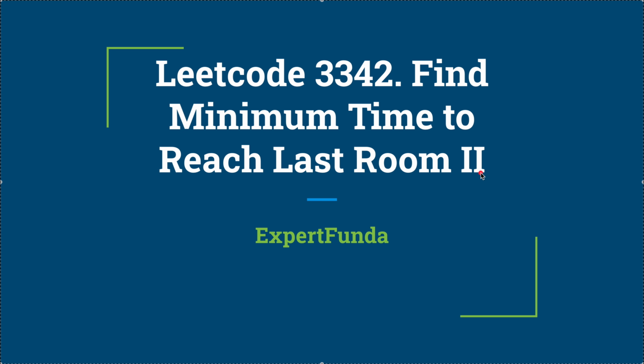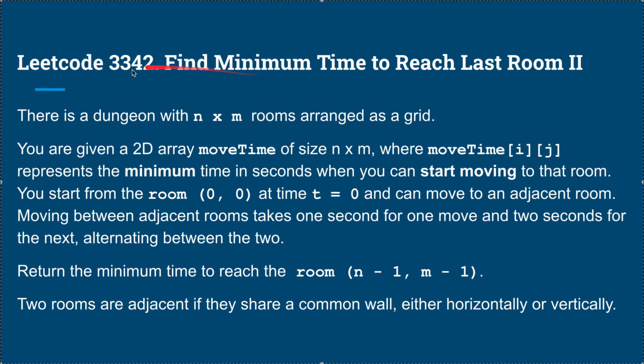If you have gone through my last study videos, you have understood how to approach this type of problem, and how we have used the Dijkstra algorithm. So let's understand what the question is saying today. This problem, LeetCode 3342, is Find Minimum Time to Reach Last Room 2. There is a statement given, and you had better pause this video and go through it if you have not already.